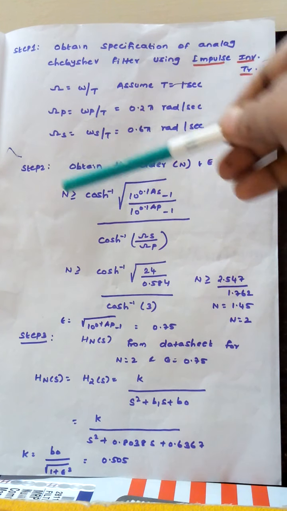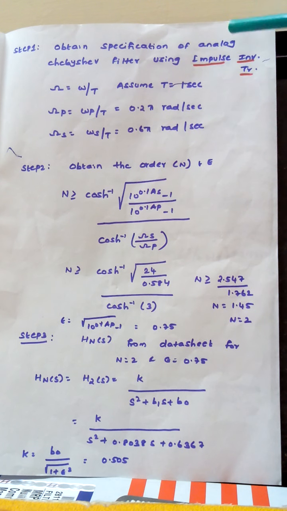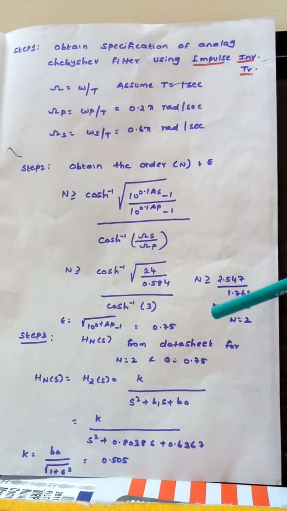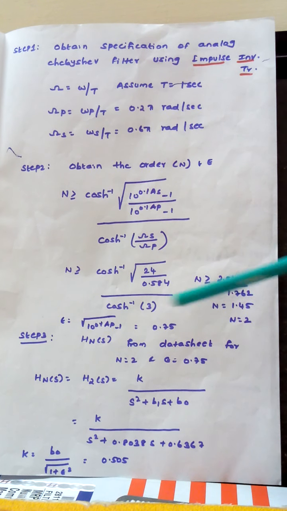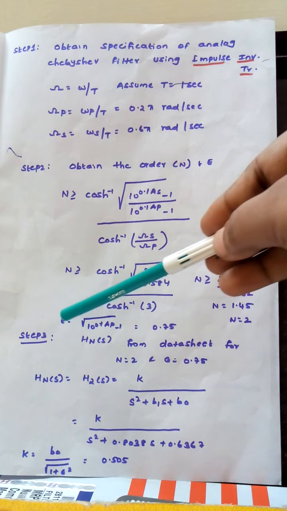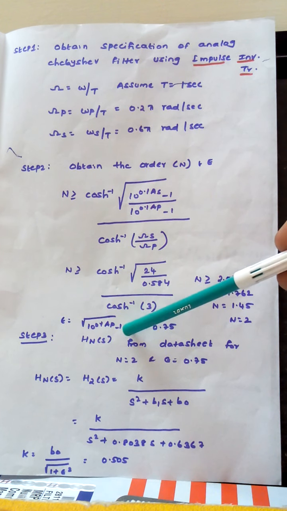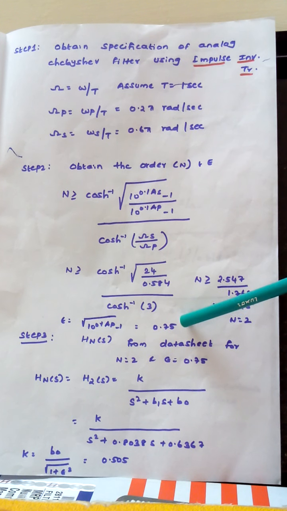Next, step 2 is to find the order. It is a Chebyshev 1 filter, so this is the formula. In that we get the n value as 1.45. We go for the higher order, so n equals 2. Since it is a Chebyshev filter, we have to find the ripple factor: epsilon equals the root of 10 to the power of 0.1 Ap minus 1. So we get it as 0.75.